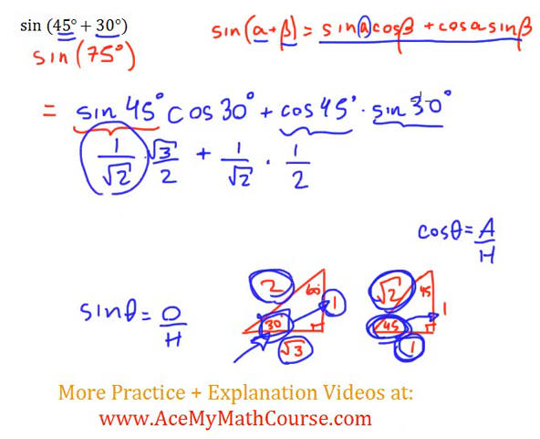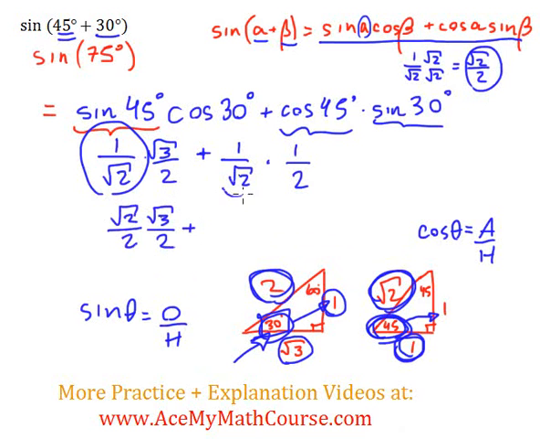Fantastic. Now remember one thing. 1 over root 2 can be rationalized. And I can multiply top and bottom by root 2. 1 times root 2, root 2. Root 2 times root 2, 2. So the square root of 2 over 2 is another way to write 1 over root 2. We're multiplying that by root 3 over 2. We'll do the same over here, so root 2 over 2 times 1 over 2.